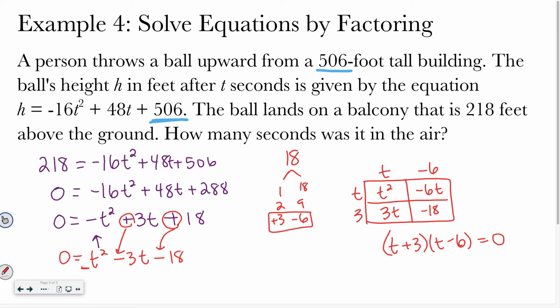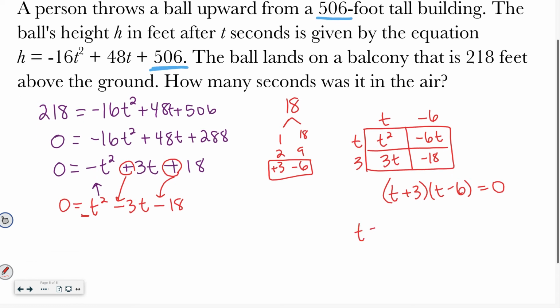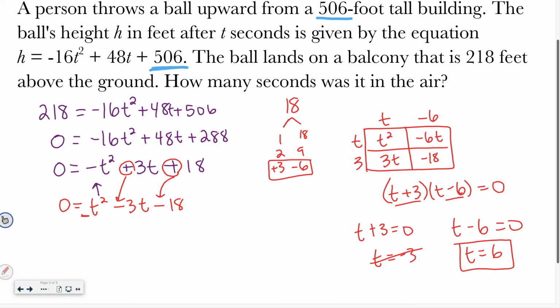And then I am just going to say t plus 3 equals 0. I take everything inside my parentheses. T minus 6 equals 0. Again, everything in my parentheses. Set it equal to 0. And I get t equals negative 3 or t equals 6. So t equals negative 3. That means it was in the air for negative 3 seconds. Does that make sense? Can we have negative time? No. So we get rid of that answer and we say the ball was in the air for 6 seconds.